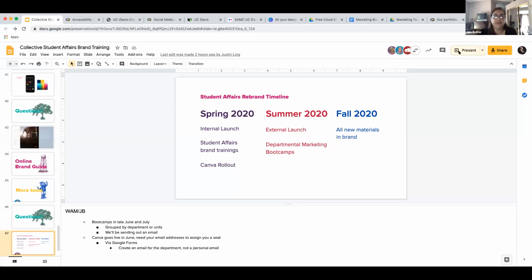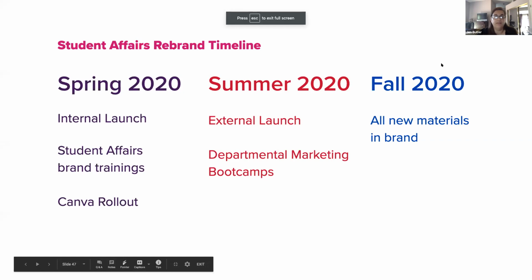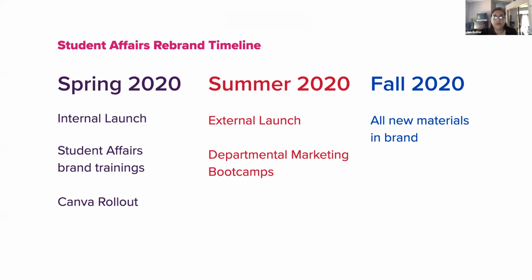We're almost through. Andrew's going to go over the timeline for everything that we just talked about. We're going to move that Canva rollout to summer. Andrew, do you want to go through the timeline? So the internal launch has already happened. And then the student affairs brand trainings are what we've done last week and this week. So that's where we are in the process right now. Like Jen mentioned, COVID has moved the Canva rollout from spring, and we're going to move that into the summer category.